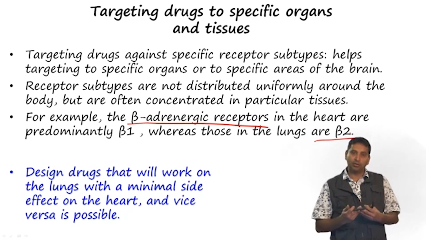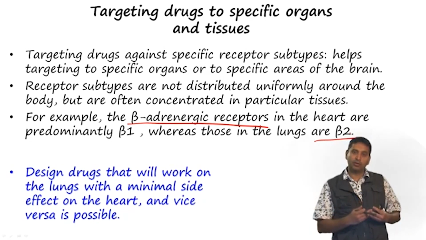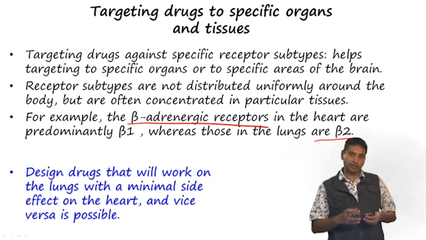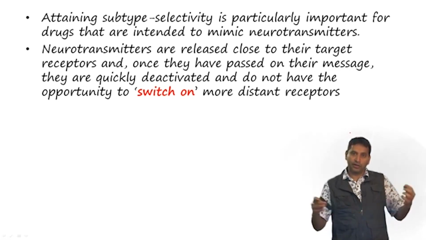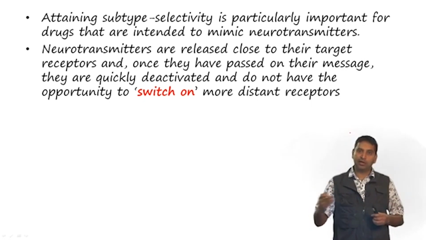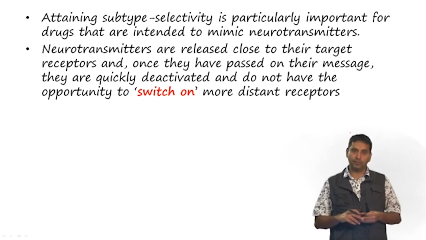So, if we are able to design a compound that modulates beta 1, then it is going to act predominantly in the heart, and it will spare the lung. Similarly, we need to design drugs that will work on the lungs, for example, with minimal side effect on the heart and vice versa, and both of these are possible if we are able to achieve selectivity. But attaining selectivity is very challenging, and it is also important for drugs that mimic neurotransmitters. Neurotransmitters, as we have discussed previously, are released very close to their target receptors, and once they have passed on their message, they are quickly deactivated. So, they are either taken up by the cell or they are destroyed.